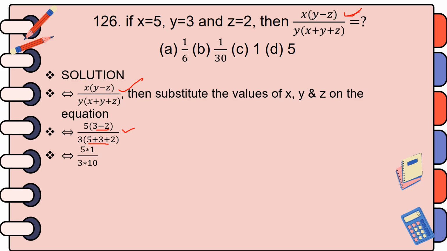Again, for the denominator, you have numbers in the parentheses, and you have 5 plus 3 plus 2, which is 10. Then the denominator becomes 3 times 10. Now you have 5 over 30, and when you simplify it, you get 1 over 6. So your answer again for this question is choice A, 1 over 6.